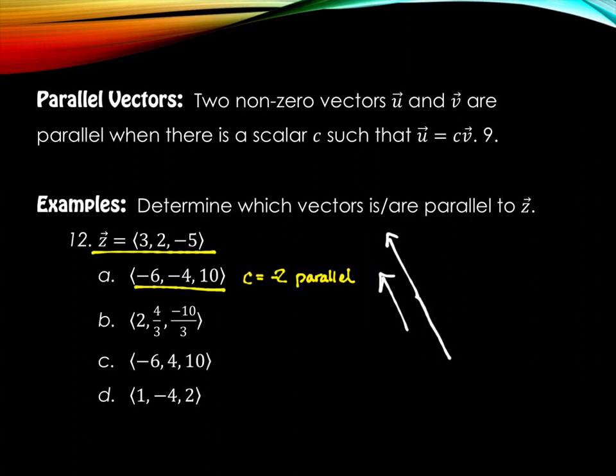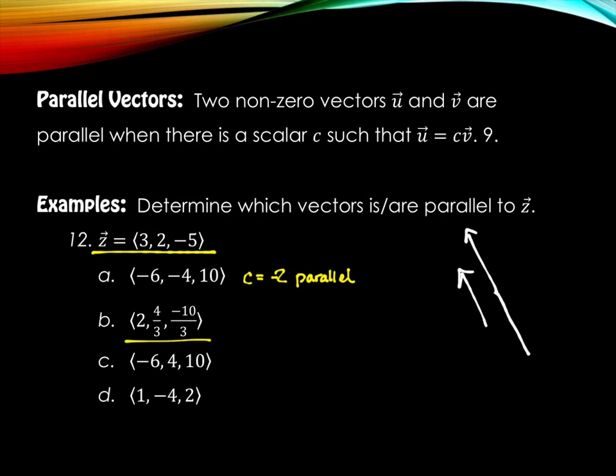Sorry, let's try this again. I'll move these over so I have more space. Okay, so now we're back to the beginning. C as well, back to z, the way we started with. And now we have 2, 4/3, -10/3. Yep, it works. C is 2/3.